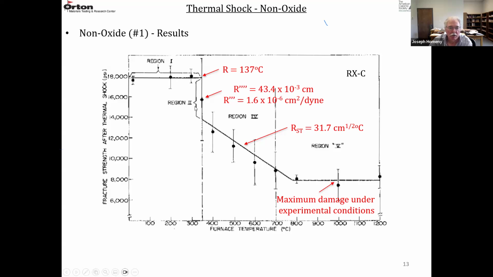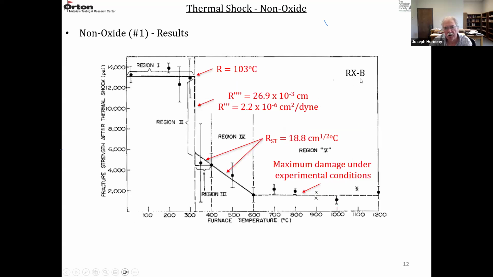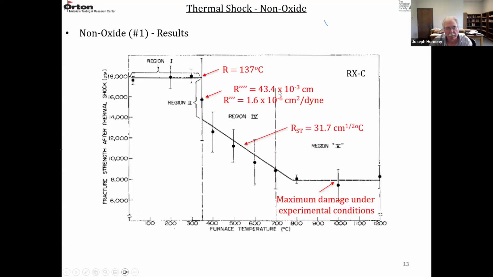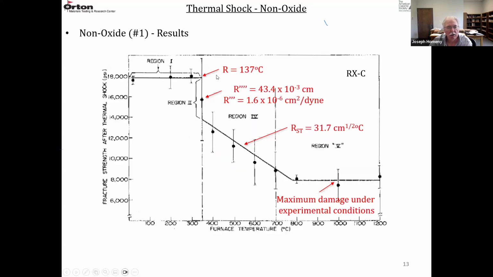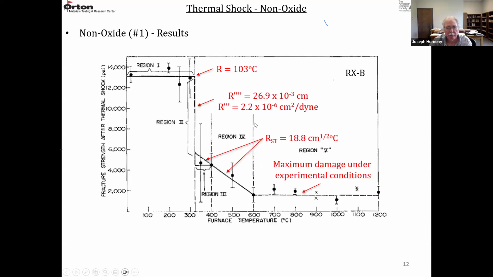And in region 2 here, R4 prime was 43.4 times 10 to the minus 3. And back on this other material, RXB, it was 26.9 times 10 to the minus 3. So there's a doubling almost of the R4 prime parameter in region 2, which correctly predicts the trend where this was a substantial strength loss and this was a much lower strength loss. R3 prime here is 1.6 times 10 to the minus 6. Over here, it's 2.2 times 10 to the minus 6.